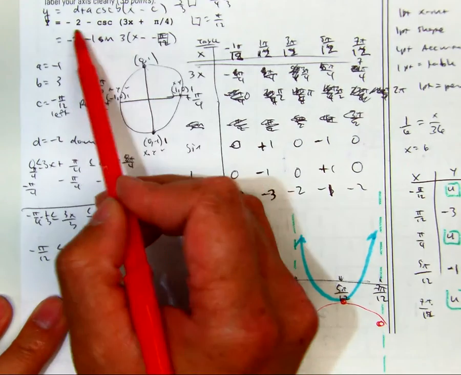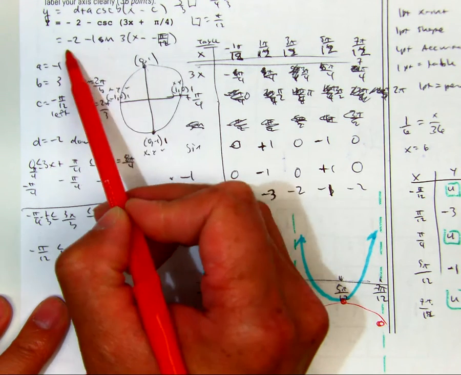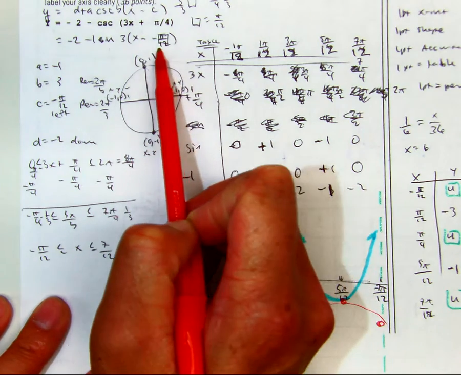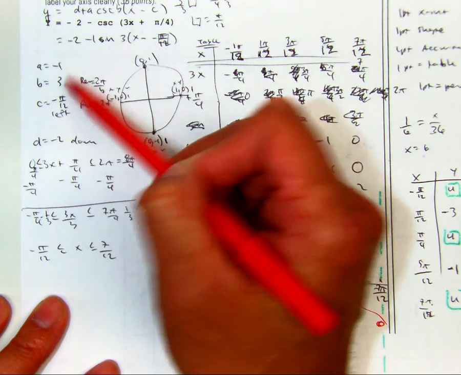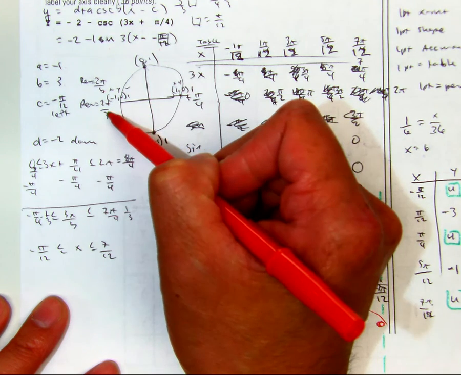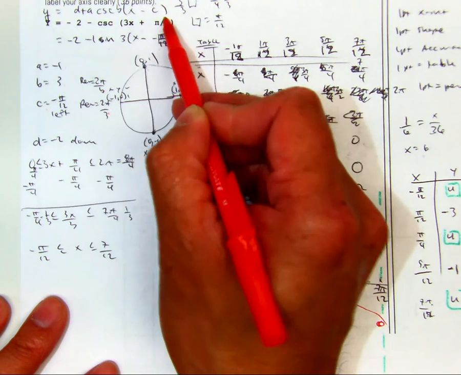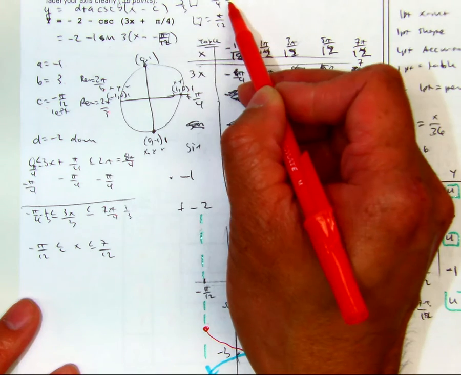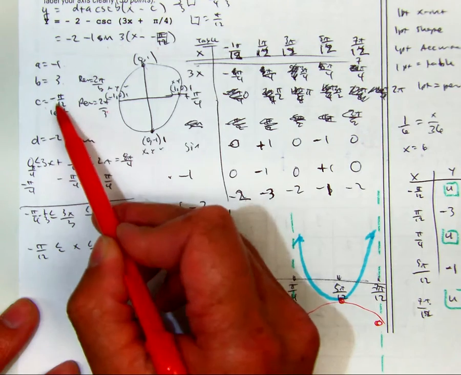So I change that into sine, and then I factor out the 3, so I get negative 2 minus sine 3 times x minus negative pi over 12. A value is negative 1, so the graph's going to be flipped. B value is 3. That helps me find my period, 2 pi over b, which means that my period is 2 pi over 3. My C value here, again, 3 times a box equals pi over 4. Dividing by 3 is the same thing as multiplying by 1/3, so the box is pi over 12. So you're going to go left because it's negative and down 2.